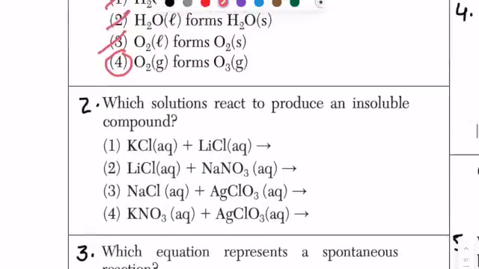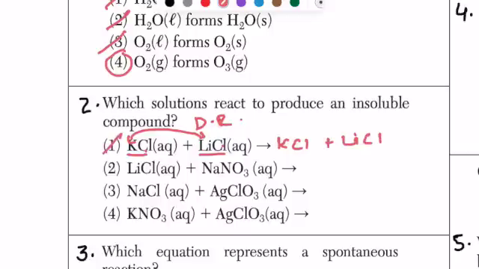Which solutions react to produce an insoluble compound? So first of all, when you see 2 compounds in your reactants, that is going to be a double replacement reaction. So that means the metals are going to replace each other, or maybe you can say the non-metals are going to replace each other. So in this case, the problem is that your non-metal is the same. So even if the metals replace each other, you still end up with KCl and LiCl. So this reaction is most likely not even going to occur. So you don't need to worry about that.